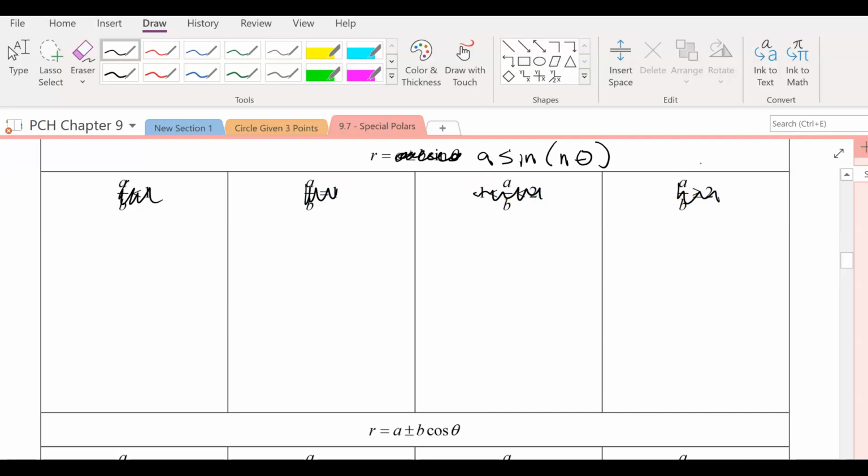Alright, so let's take a look at some general equations here. So let's say we have r is equal to some generic value a and then sine of 2 theta. So since our n is even, we're going to have 2n petals, so we're going to have 4 petals, and if it's a sine, it's going to look something like this. So let's do our best to draw a nice Rose curve here.